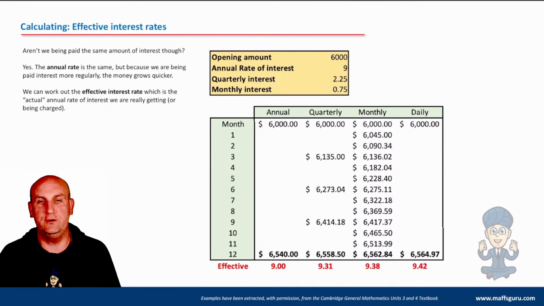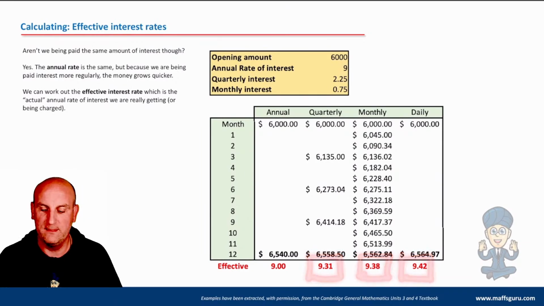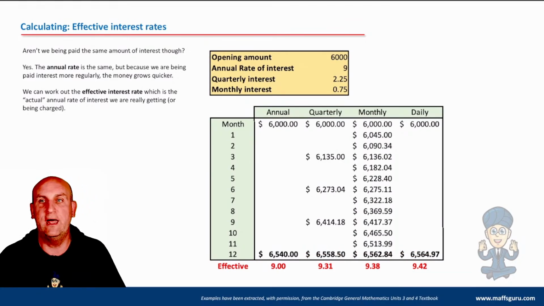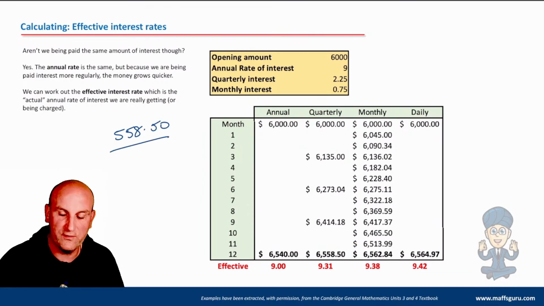Well, what I can do is work out what we call our effective interest rates. That's these red values at the bottom here. The way I do that is I take how much interest I've got and divide it by how much I started with. So if I want to work out where I got that 9.31, I know that I started with $6,000 and I've got $6,558.50. So I do $558.50 divided by what I started with, which was my $6,000, and then times it by 100.